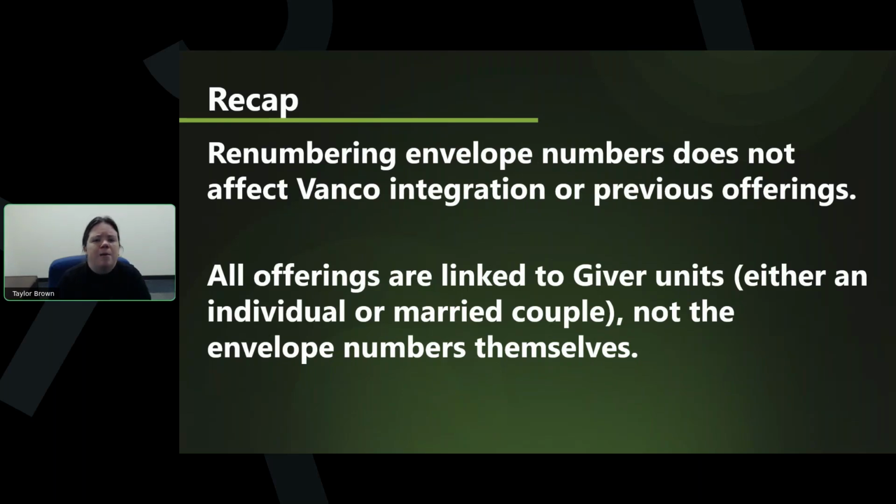Also, whenever you renumber those envelopes, since it is a separate field, it does not affect any of your integrations or your previous offerings. So all offerings that were attributed to John Doe when he had envelope number 3 will still be the same offerings as they would be to John having envelope number 36. It will not change that. You will still have all of that historical data. You would still be able to generate offering statements. None of that would be affected. And also with Vanco integration, they are manually linked to giving units as well, so they would not be affected either.